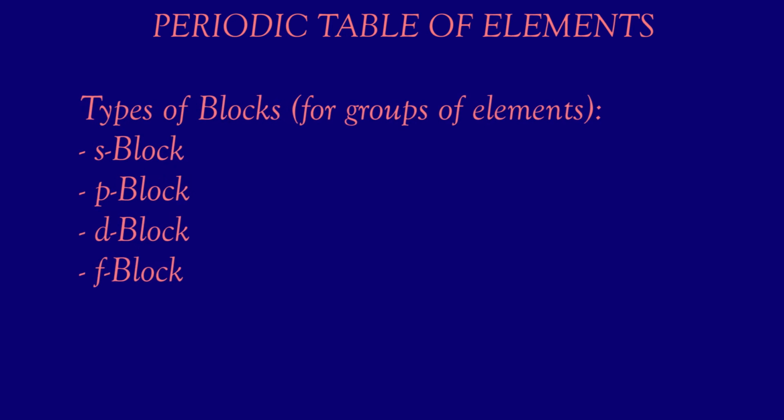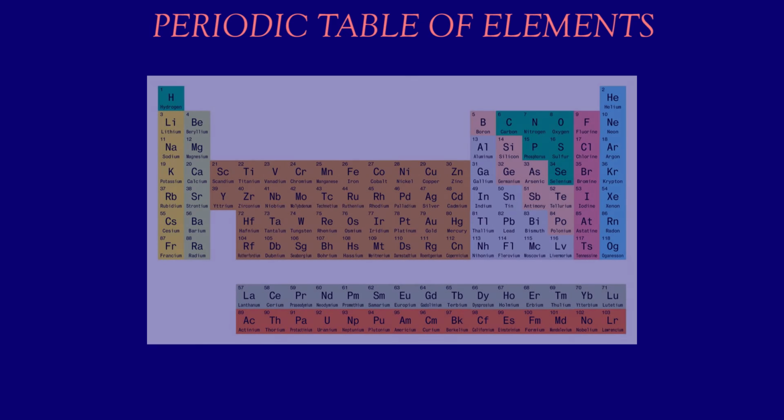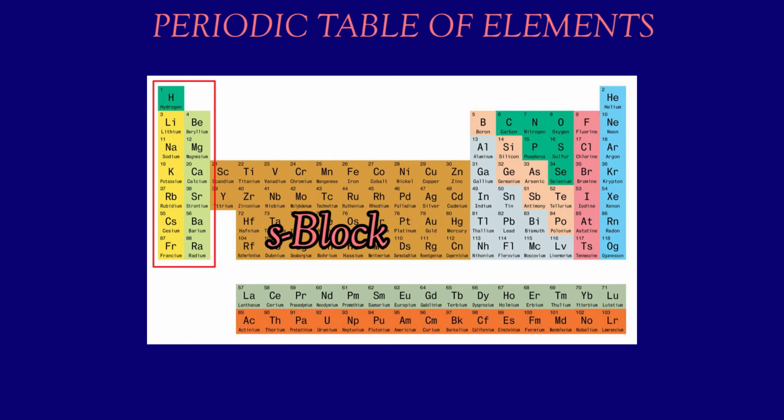Now we will move on to classification of blocks of elements. There are 4 types of blocks for elements: S block, P block, D block, and F block. First thing, we show you S block. Ranges from group 1 to 2. Group 1 contains alkali metals, and group 2 contains alkaline earth metals.